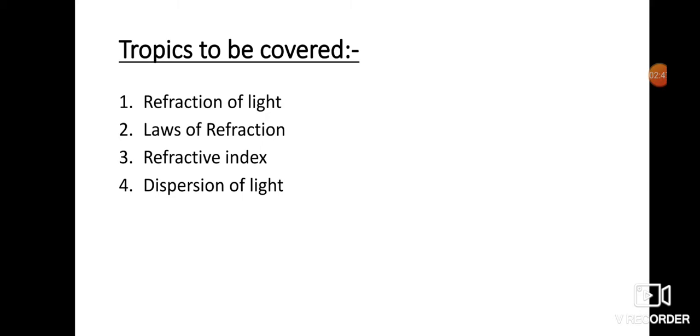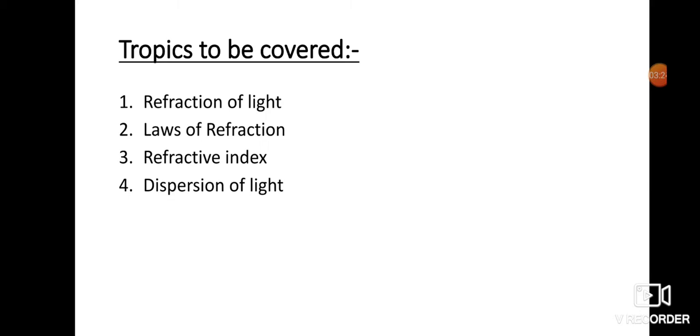You must have learned the definition of reflection, the laws of reflection, the types of reflection and so on. But in this chapter, refraction of light, we are going to study that light can bend. It is not necessary that light travels in a straight line. Light can bend, but under some special circumstances. So we are going to study today what happens when light bends under special circumstances.